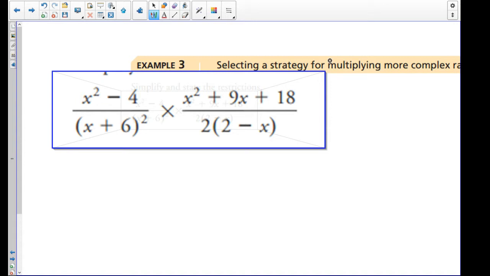Okay. So if I pull out -1, -1 times what will give me 2? -2. -1 times what will give me -x? Positive x. So this is actually equal to. They're all multiplied, right? This is multiplied by 2. What's 2 times -1?